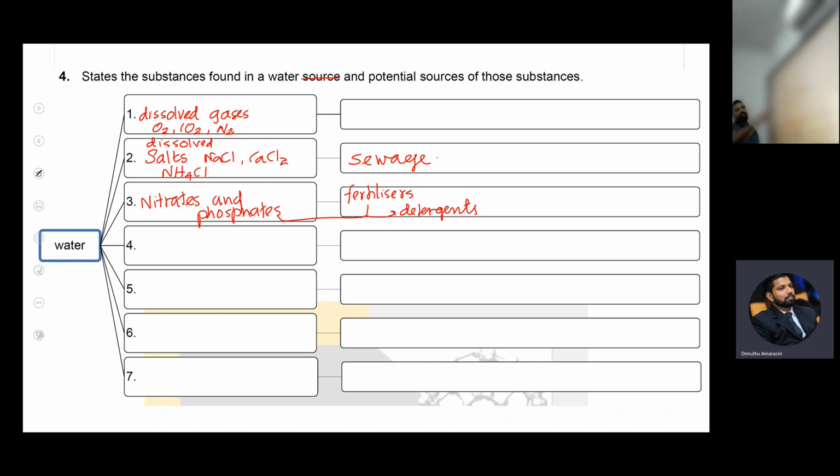Nitrates and phosphates. And metal compounds. Some metal compounds. When I say sodium chloride is also a metal compound, calcium chloride is also a metal compound. But we get some metal compounds, especially heavy metal compounds, right? How do you get heavy metal compounds?